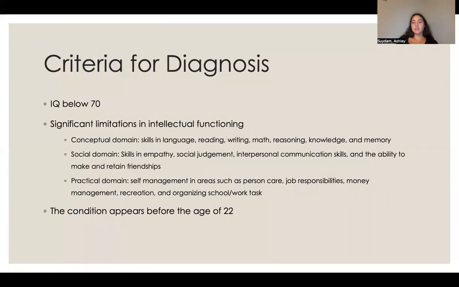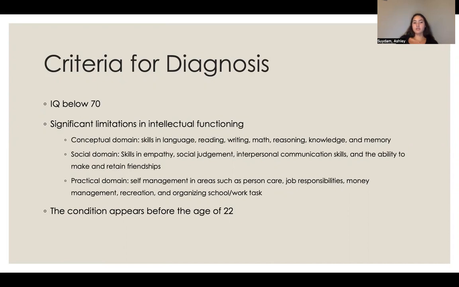Criteria for diagnosis includes having an IQ below 70, significant limitations in intellectual functioning. That's broken down into three domains. The first is conceptual, and that includes skills in language, reading, writing, math, reasoning, knowledge, and memory.